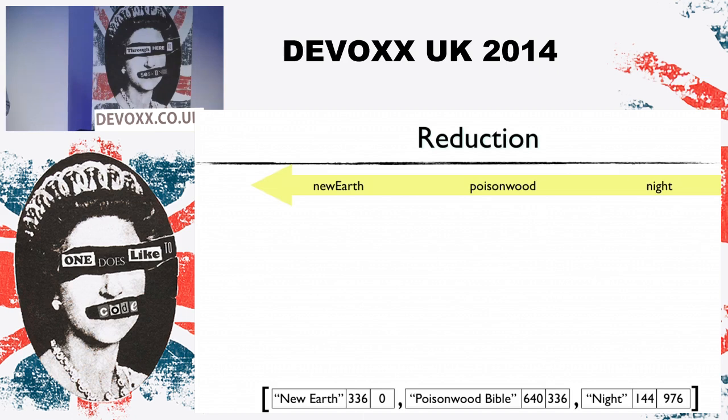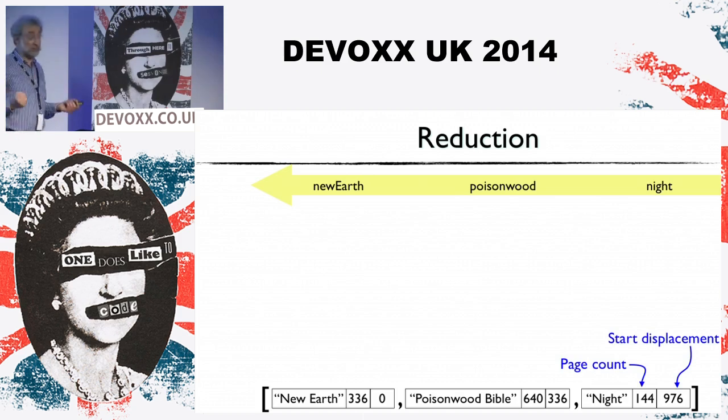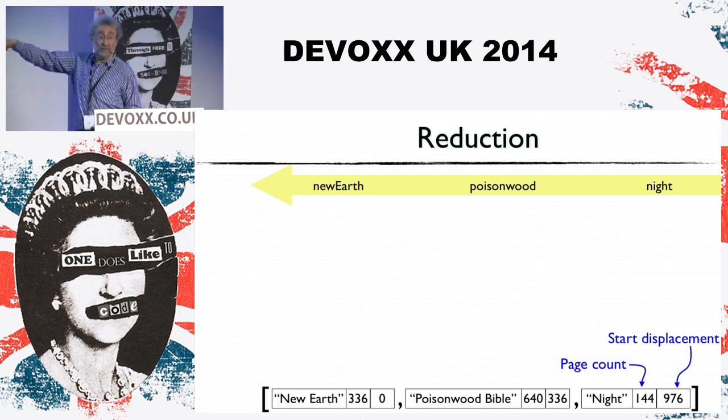I think I call them partial results in this. And what they're going to contain is a page count for each book and its displacement along the shelf. We're going to build that up. Using divide and conquer, we're going to come down from the top. The books are coming along the stream from right to left, and we're going to come down from the top and gradually build this thing up.